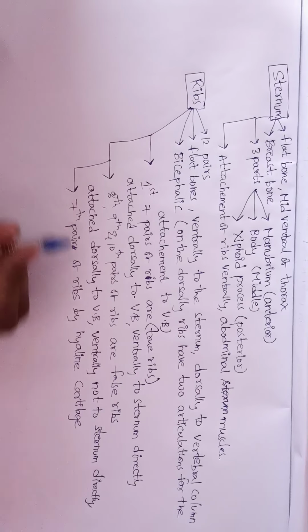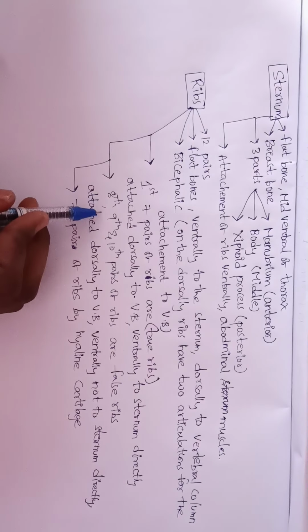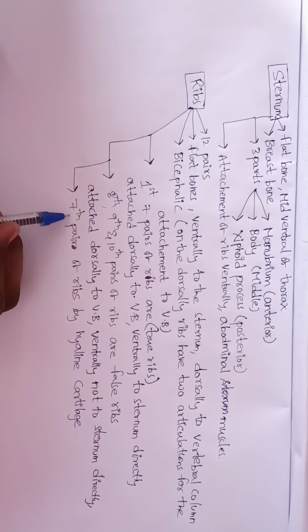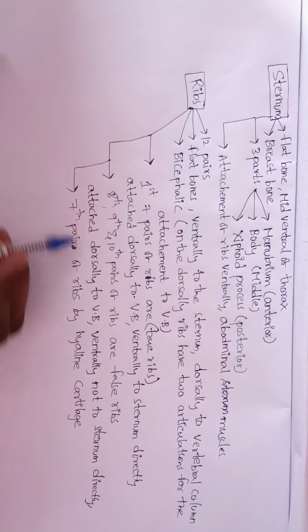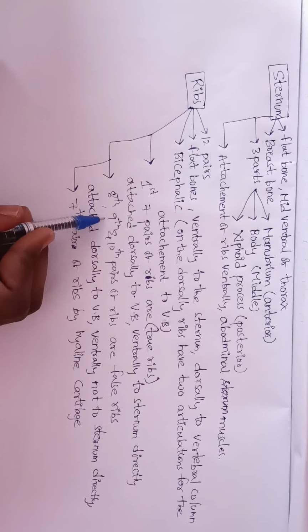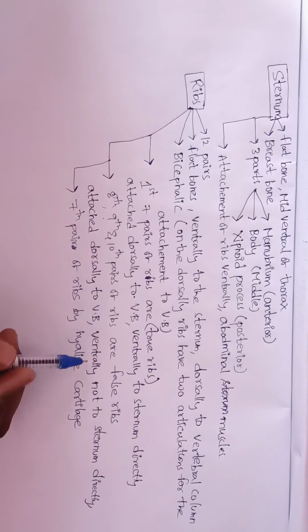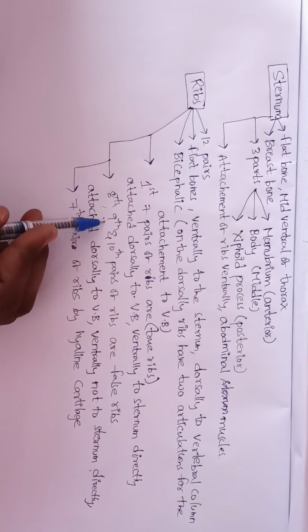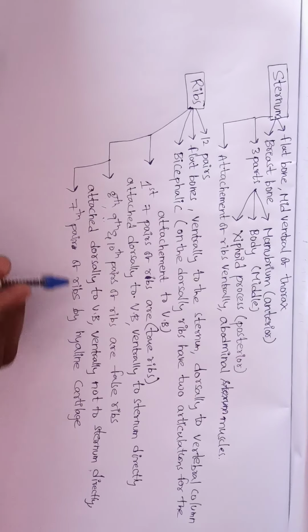Do you understand, students? Why can we call the 8th, 9th and 10th pairs of ribs false ribs? Because these 3 pairs of ribs are not directly attached to the sternum. Hence, these 3 pairs, that is the 8th, 9th and 10th pairs of ribs, are false ribs.